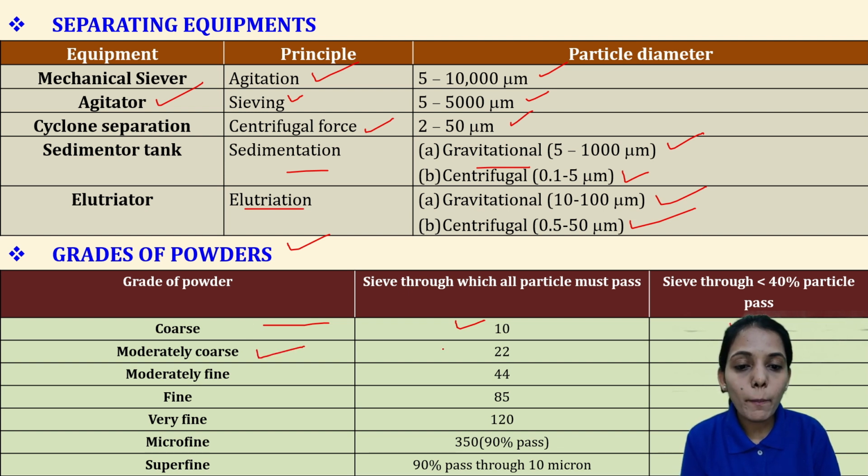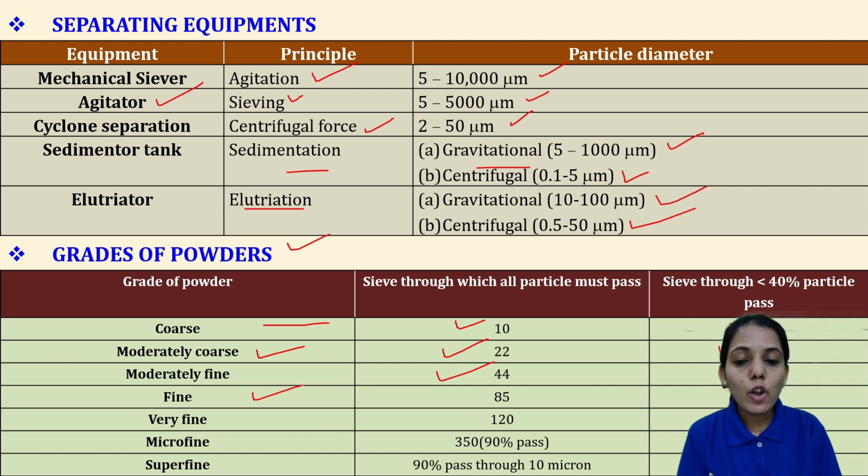Moderately coarse means all particles should pass through sieve 22, and less than 40% of particles should pass through sieve 60. Moderately fine means now the particle size is reduced a little bit, so all of it can pass through 44 mesh, and less than 40% should pass through sieve number 85. Less than 40%, okay, it should pass from 85.